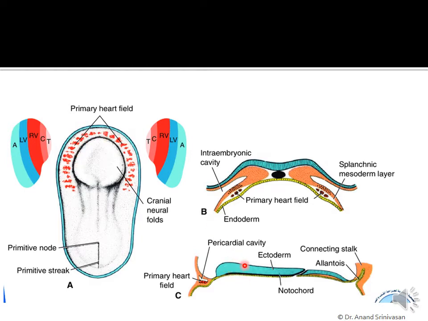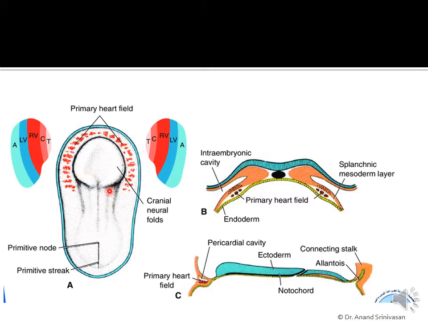So here you can see this is forming the neural fold, and the primary heart field is located anterior to it. Now along with this primary heart field, there is a small portion of the intraembryonic coelom which gets incorporated, and this is the one which forms the pericardial cavity. The pericardial cavity is formed along with the primary heart field, and this pericardial cavity is nothing but a small portion of the intraembryonic cavity, right?